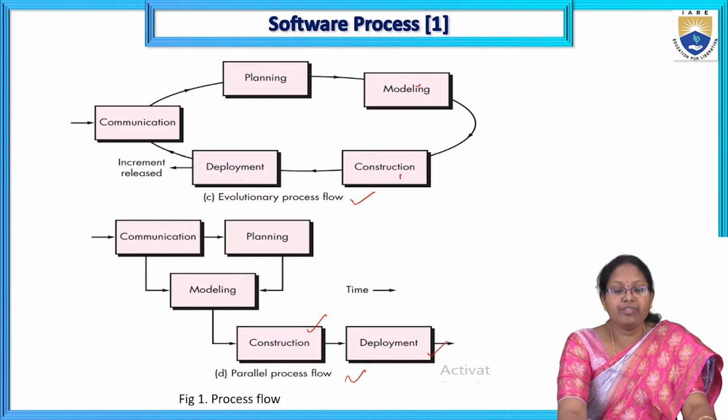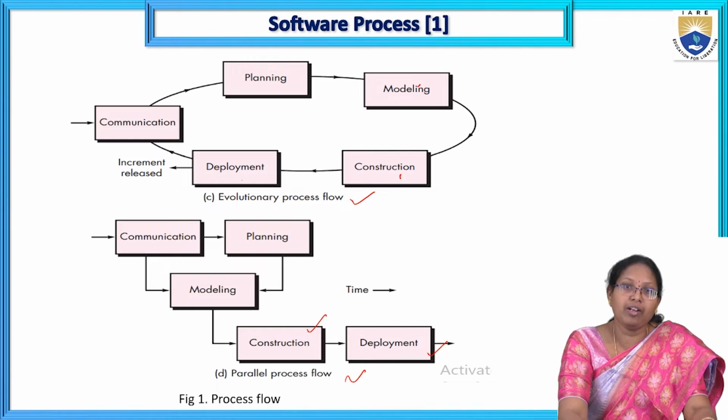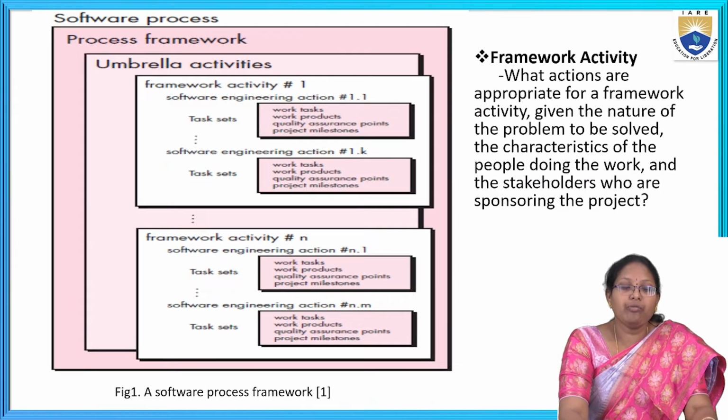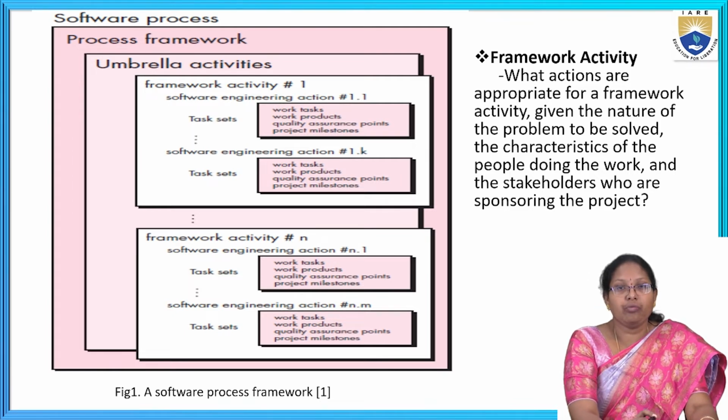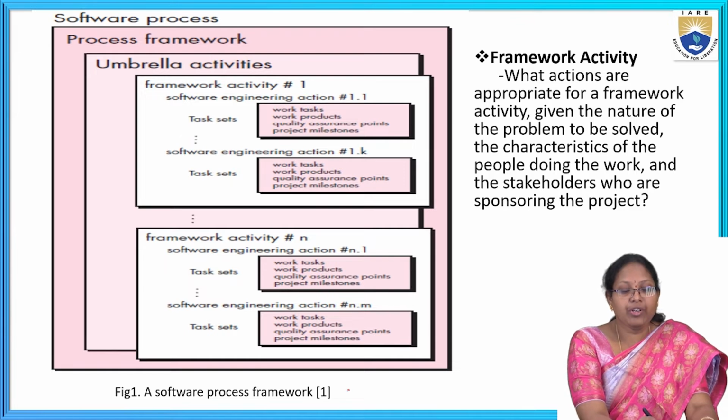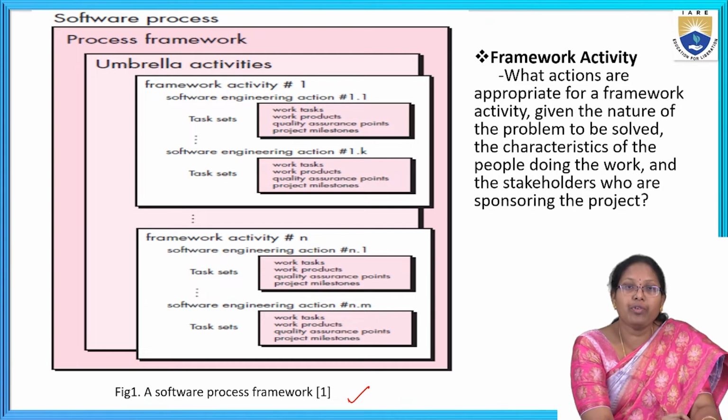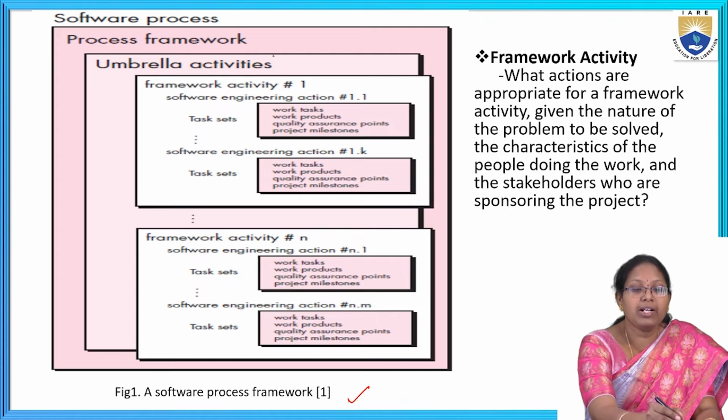So these are the different process flows available in our software process development. The software process contains the framework activities. This is also an important aspect of software engineering, that is the software process framework. The software process contains the software process framework, and the framework contains the umbrella activities.